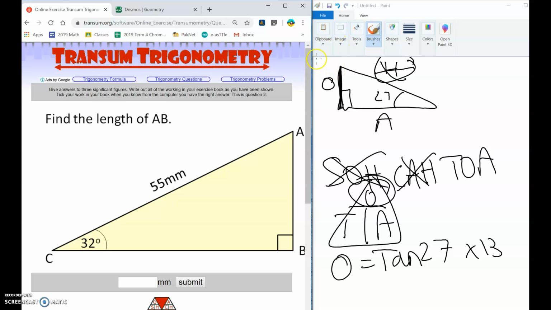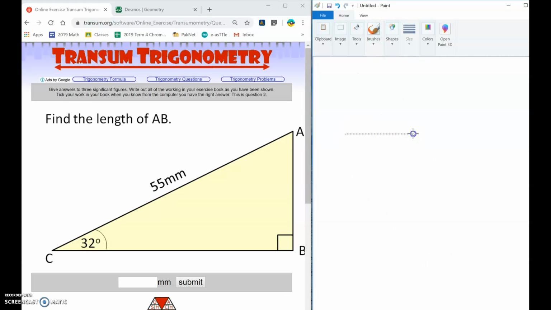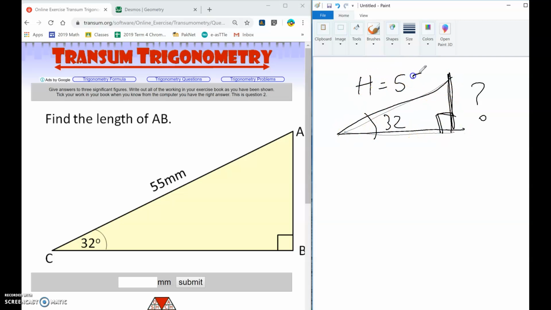Okay, so for this one, we are looking for this length here, AB. We have a right angle, we have 32. Opposite the right angle is the hypotenuse, which is 55. So we're going to try and find AB. This one here, because it's touching the angle and the right angle, that's the angle of interest, should I say, that's A.